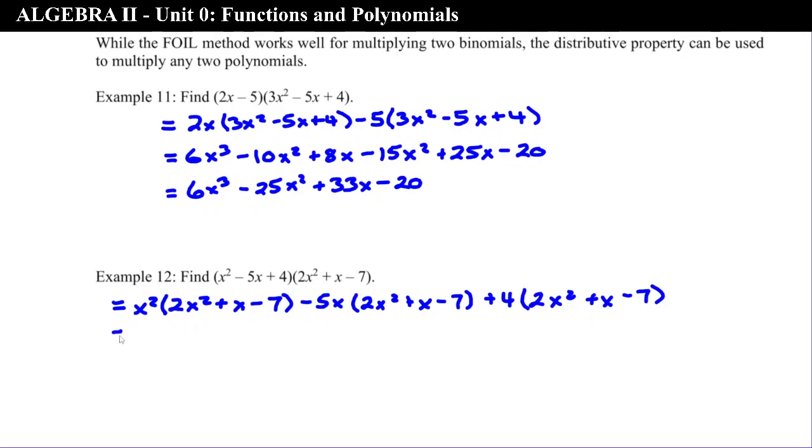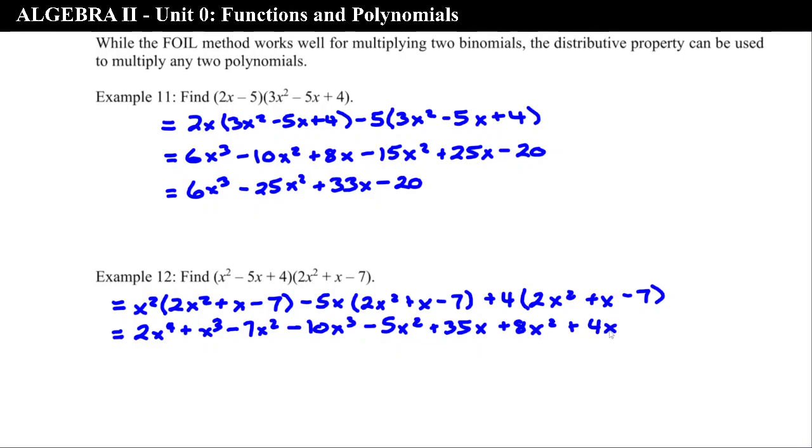All right, so now let's multiply these out. We're going to end up with 2x to the fourth plus x to the third minus 7x squared. That takes care of our first one. Now our next one, we end up with minus 10x to the third minus 5x squared plus 35x. And then the last one, we're going to have 8x squared plus 4x minus 28.